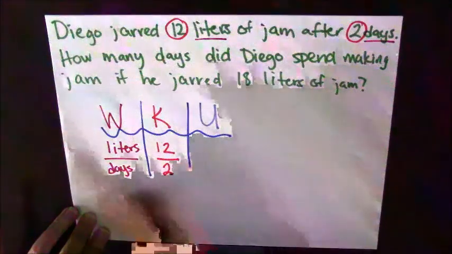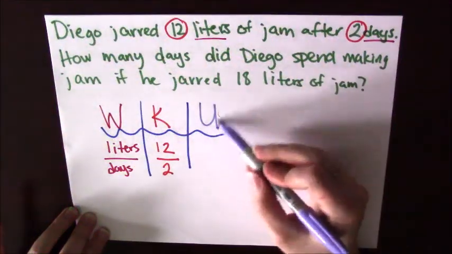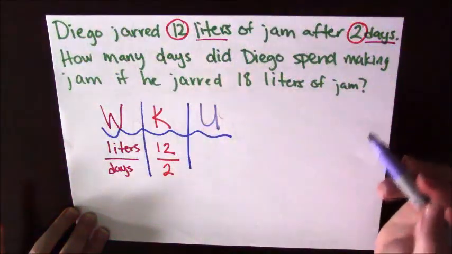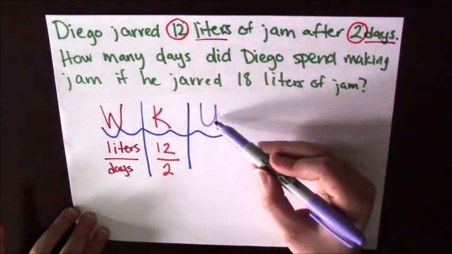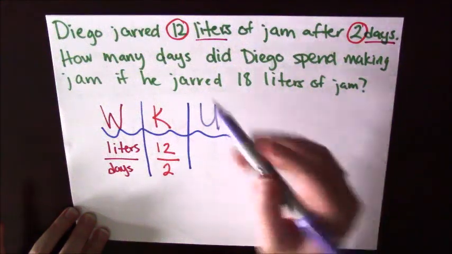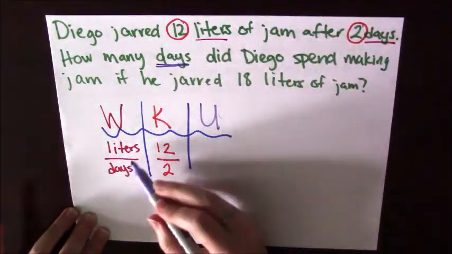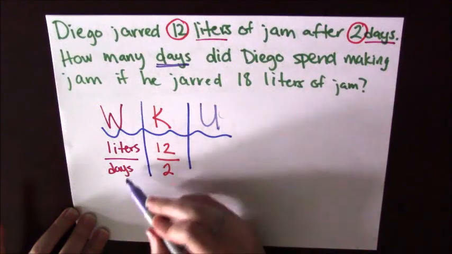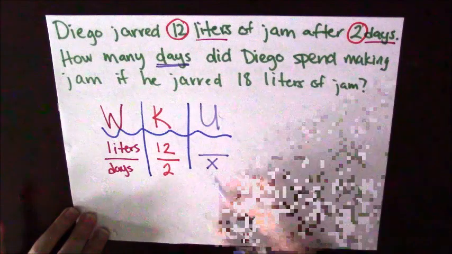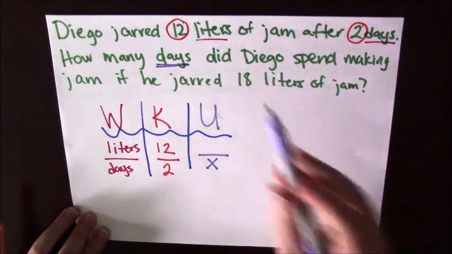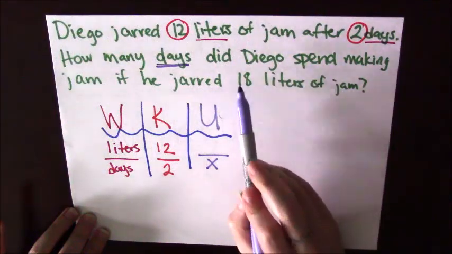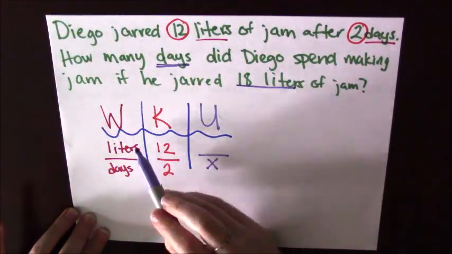Now I need to figure out my U. It says how many days. If I'm asking how many days, that must be what I'm trying to figure out, or what's unknown. So that must be my variable. So days is in the numerator or denominator? Here it's in the denominator, so the variable must go in the denominator. Did Diego spend making jam if he jarred 18 liters? So if I'm talking about 18 liters, that must go in the numerator.